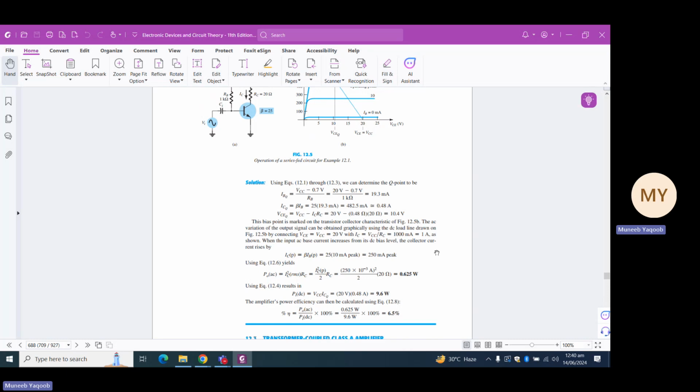So inshallah, in the next lecture, we will study the transformer coupled class A power amplifier, which is a bit better than the class A power amplifier in terms of efficiency.